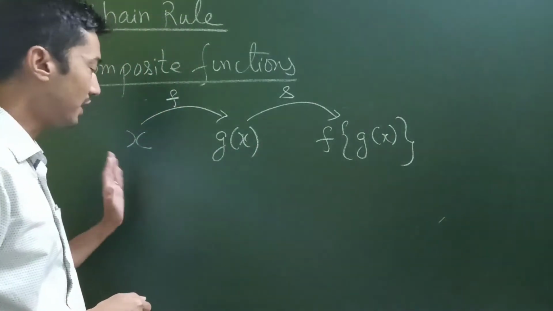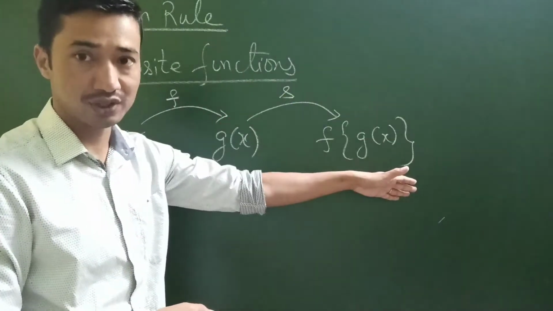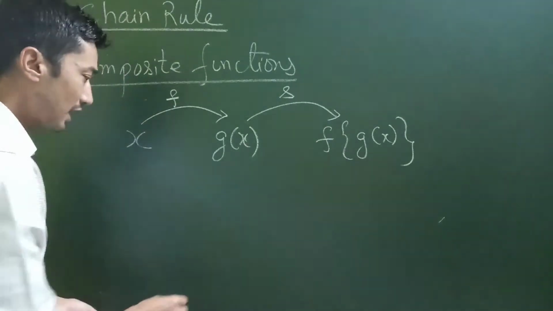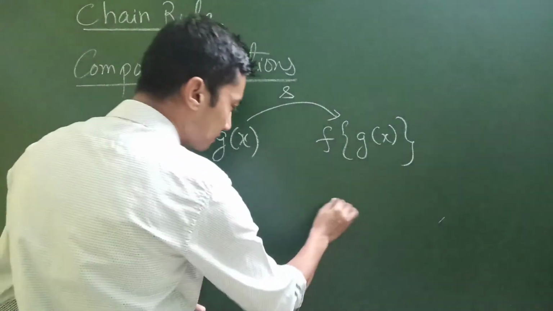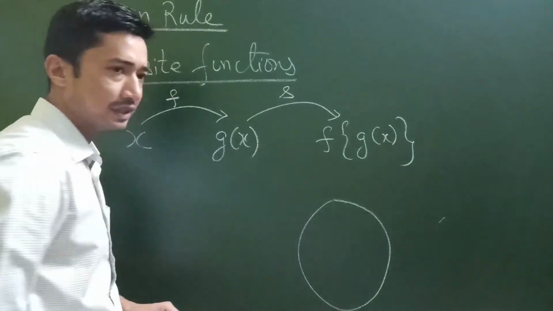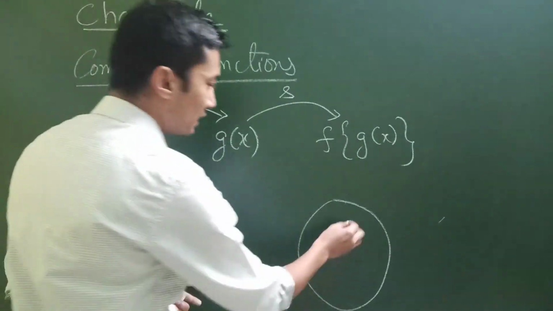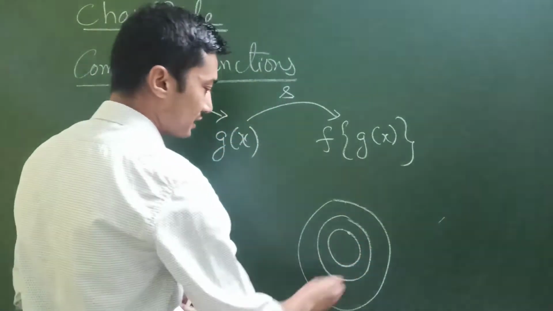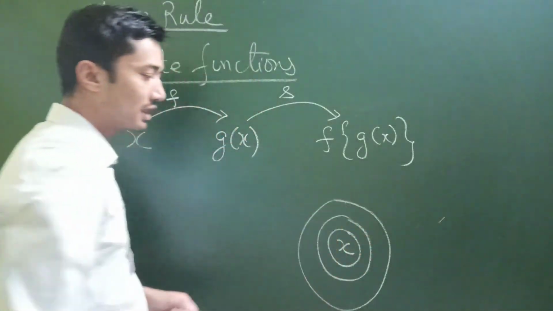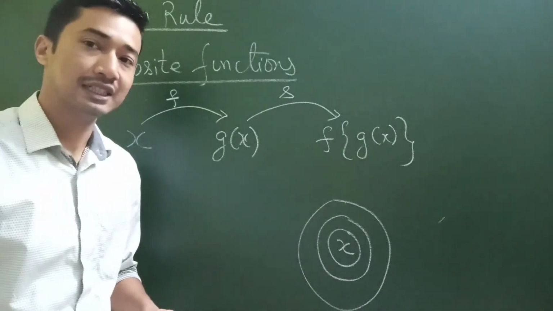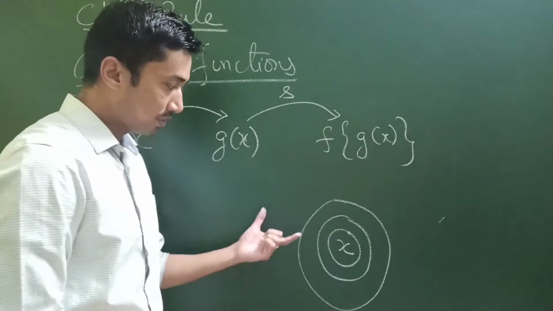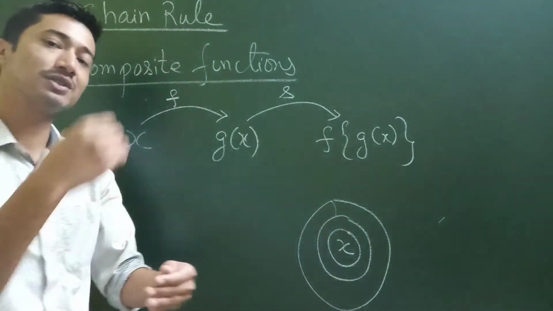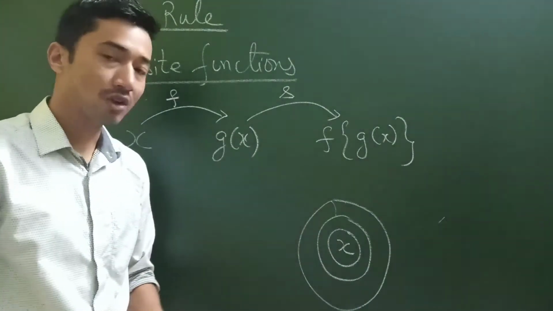Now, composite functions: from x to g of x, to f of g of x, and then again continue. So functions of functions of functions. It's similar to having a set, and inside that we have another set, and inside that we have another set, and maybe this is where the x variable is. This is what we call a function of a function of a function. That's basically called composite functions.